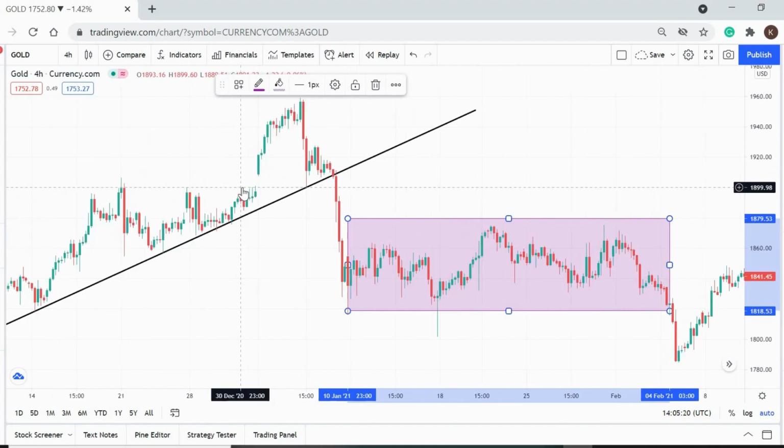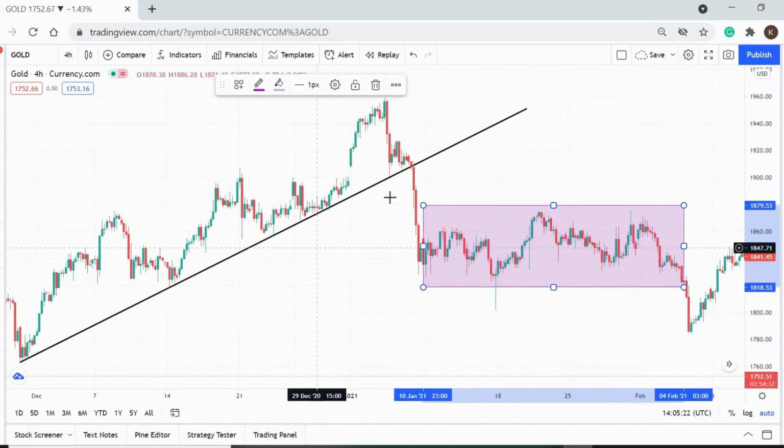Okay, this is an example where our support was broken in this area, and then the price fell down. After the price fell down, it went sideways. So you must be careful in this area.